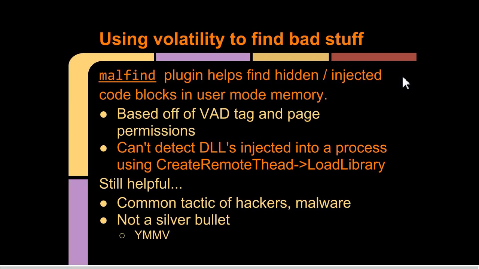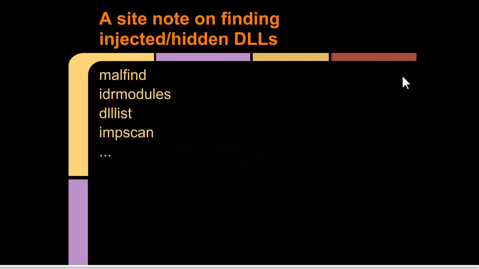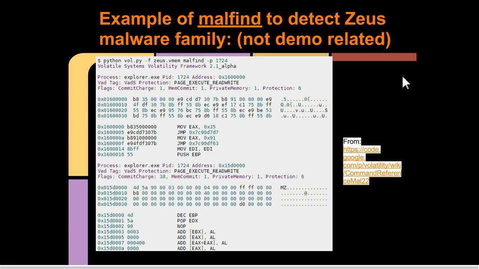So malfind finds things based off VAD tags and page permissions, and it can't detect DLLs injected into a process using CreateRemoteThread and LoadLibrary. It's still very helpful, but like I said, it's not a silver bullet. Other things I mentioned are ldrmodules, dlllist, and scan.